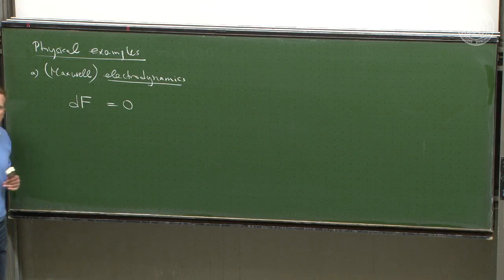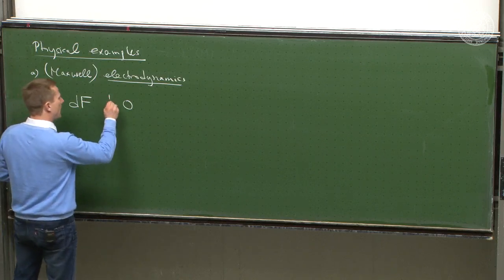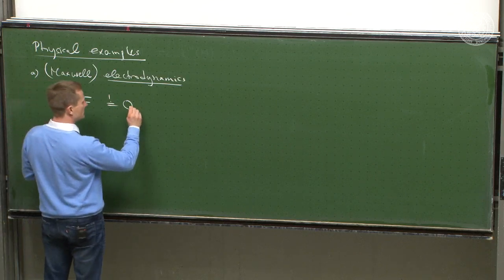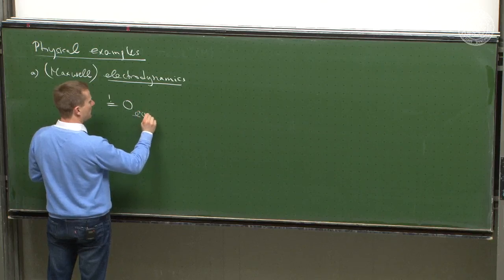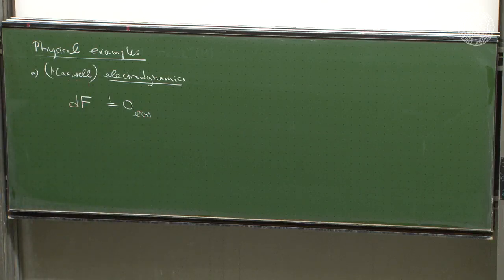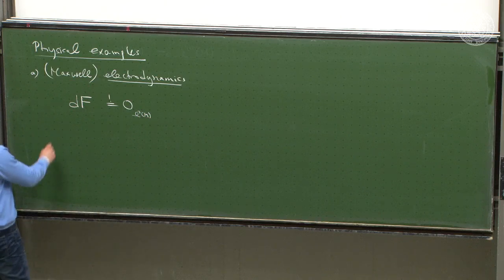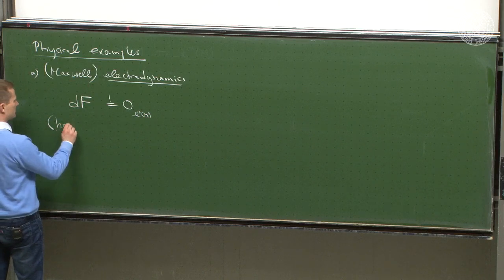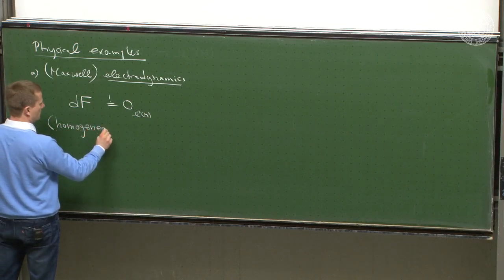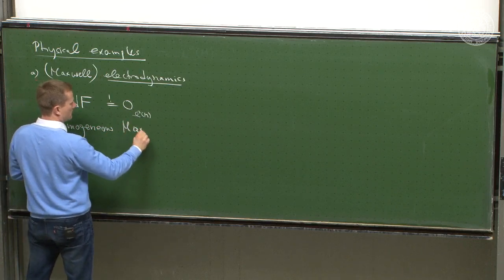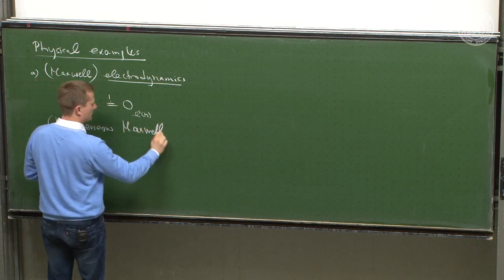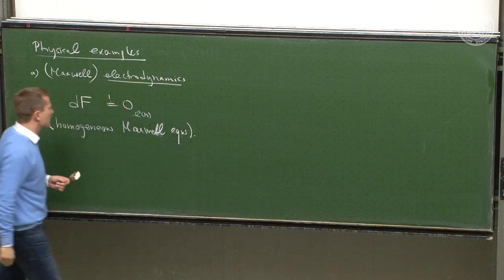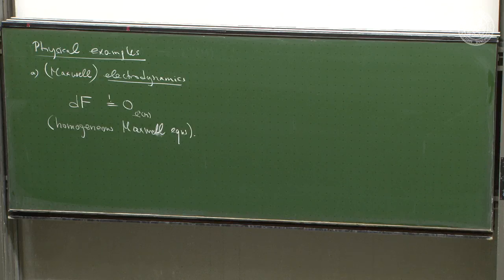But then dF is a 3 form, in omega 3 of M, and you require that this 3 form be 0. And this has a name. This is called the homogeneous Maxwell equations. So it looks like only one tensorial equation instead of the two Maxwell equations, but in fact it covers both.